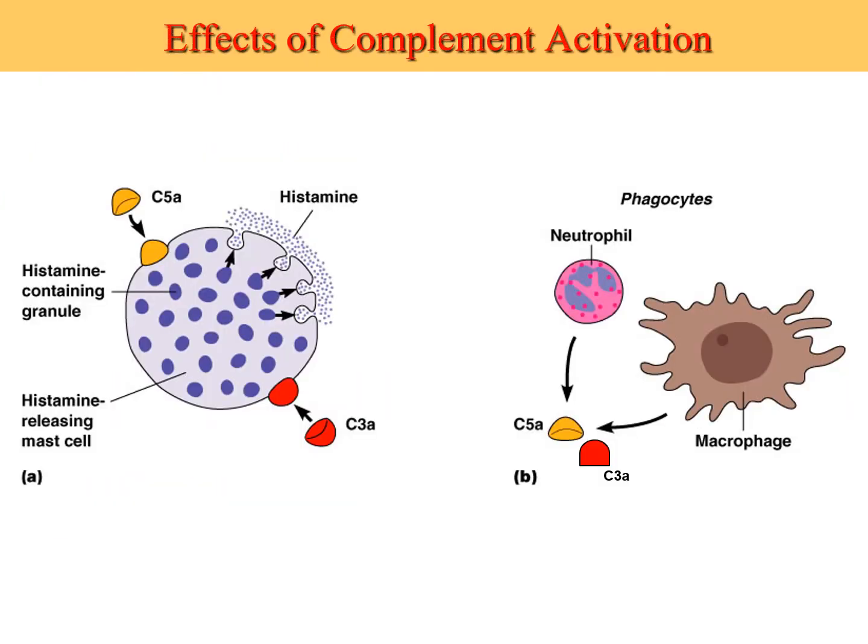Here you see the effects of C3a and C5a. I've added C3a here to this diagram. Either one can attract neutrophils or macrophages, phagocytic cells, in other words, to a site. And here you see the action of either C5a or C3a binding to a mast cell and triggering degranulation, release of the granules containing histamine.